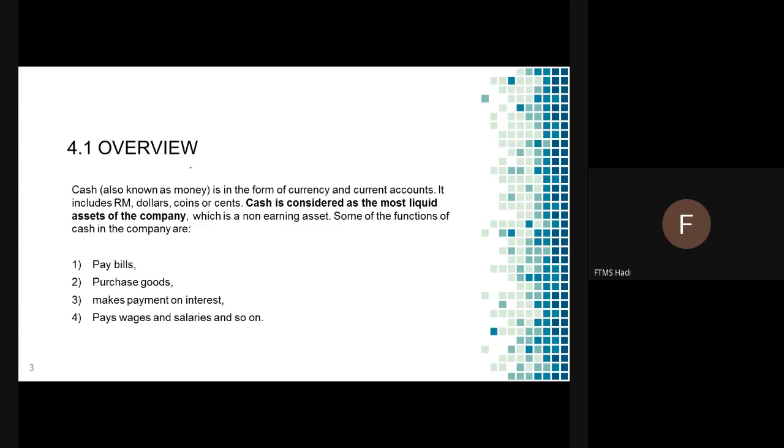What is cash? In Malay we call it duit tunai. Cash, also known as money, is in the form of currency and current account. Currency, everybody knows, is a unit of analysis regarding cash. In Malaysia, we use RM. In the Philippines, we use peso, if I'm not mistaken. Right? Is it peso? Yes, yes.